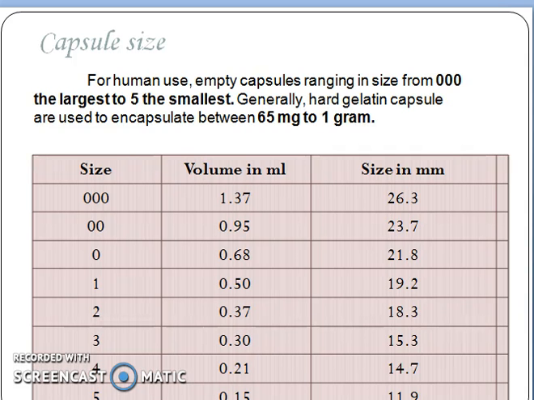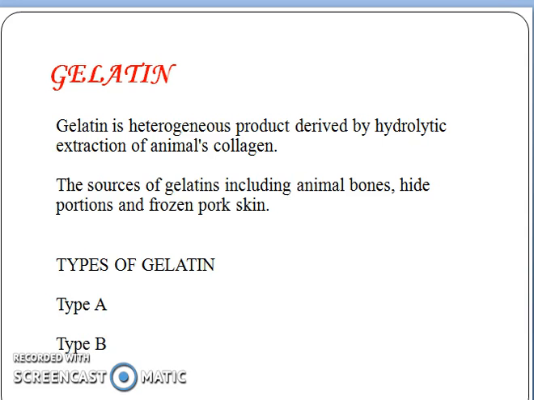Now we will discuss some capsule sizes. For human use, empty capsules range in size from 000, the largest, to 5, the smallest. Generally, hard gelatin capsules are used to encapsulate between 65 mg to 1 gram. Here the table shows the size and what volume can be filled in that particular size.